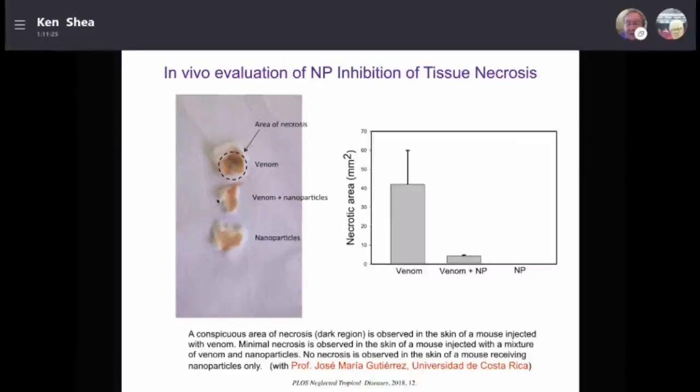On the far right is the extent of tissue necrosis found by just injecting the nanoparticle. We have to be certain the nanoparticle itself is not toxic. But in this particular case, if we mix nanoparticle and venom and inject, or inject venom with a follow-on injection of nanoparticle, we see a significant reduction in the extent of tissue necrosis.